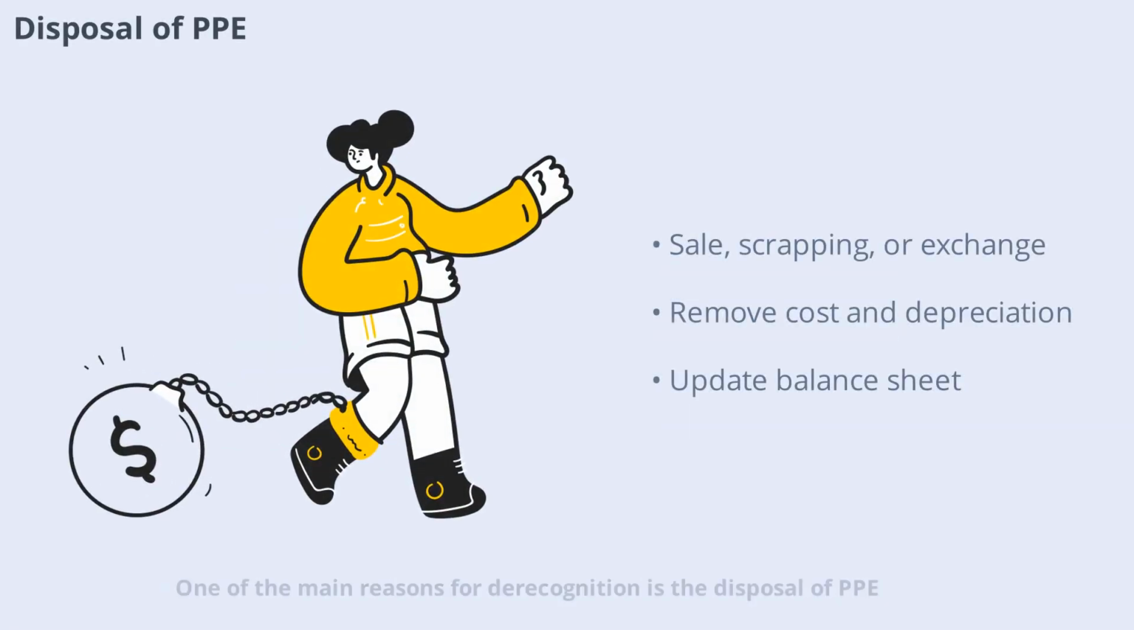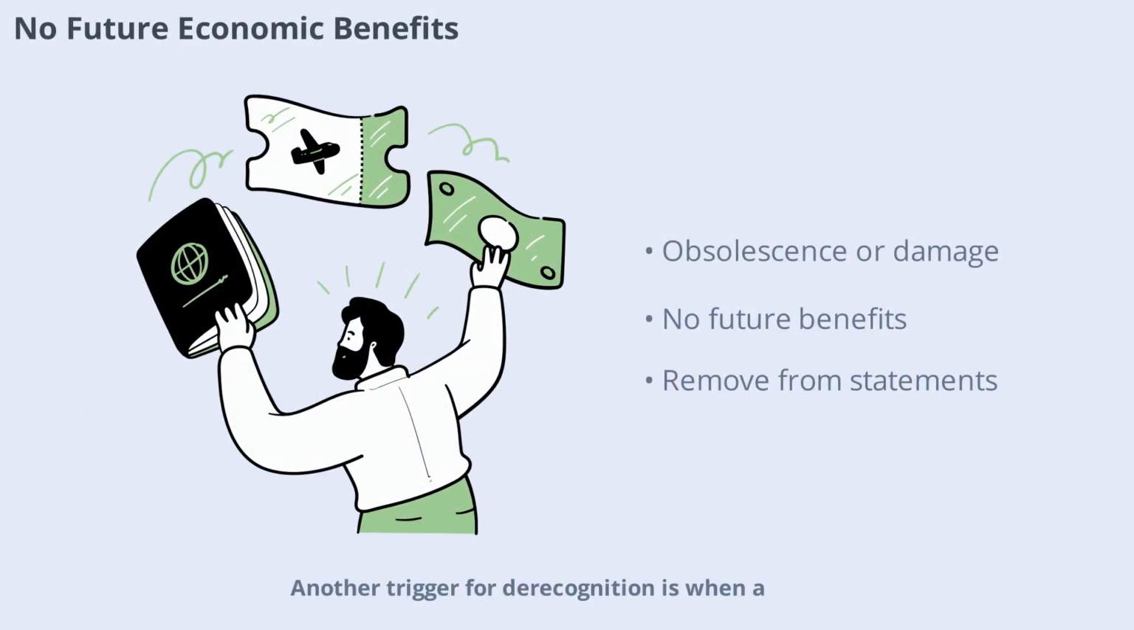One of the main reasons for derecognition is the disposal of PPE. Disposal can occur through sale, scrapping, or exchange. When an asset is disposed of, it's important to remove both the asset's cost and its accumulated depreciation from the books. This process ensures that the balance sheet remains accurate and up to date, reflecting only assets currently owned and used by the business.